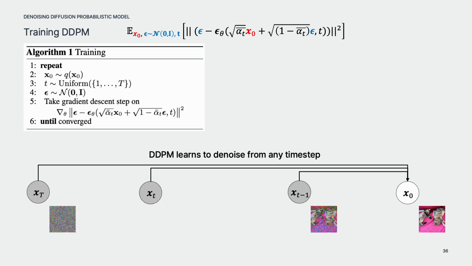Now let's wrap up the training process of DDPM. As shown in this pseudocode, we take a gradient update step on this loss we derived. Sampling is done on true data x0, time step t, and the noise epsilon. And this effectively means that DDPM learns to denoise from any time step. Given the noisy latent xt at time step t, it predicts the noise. Predicting the noise means predicting the data, as we can simply subtract the predicted noise from the noisy latent xt.